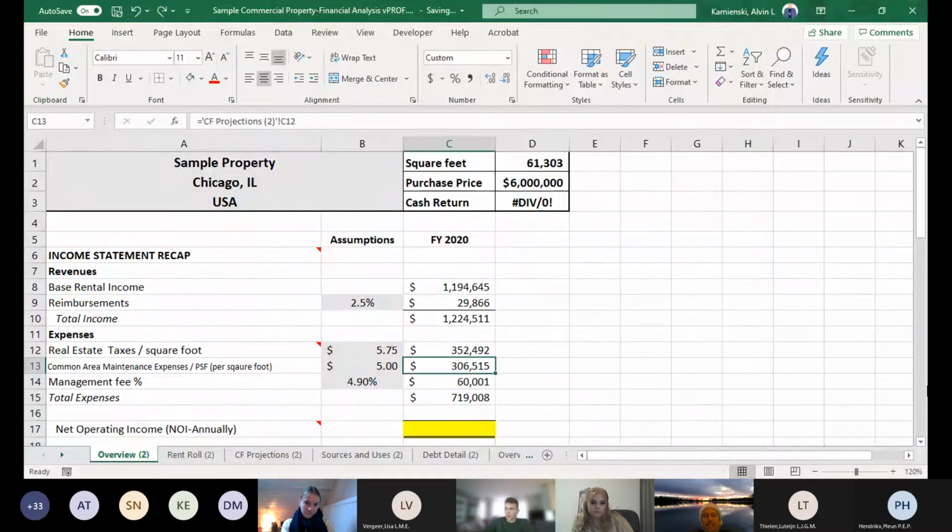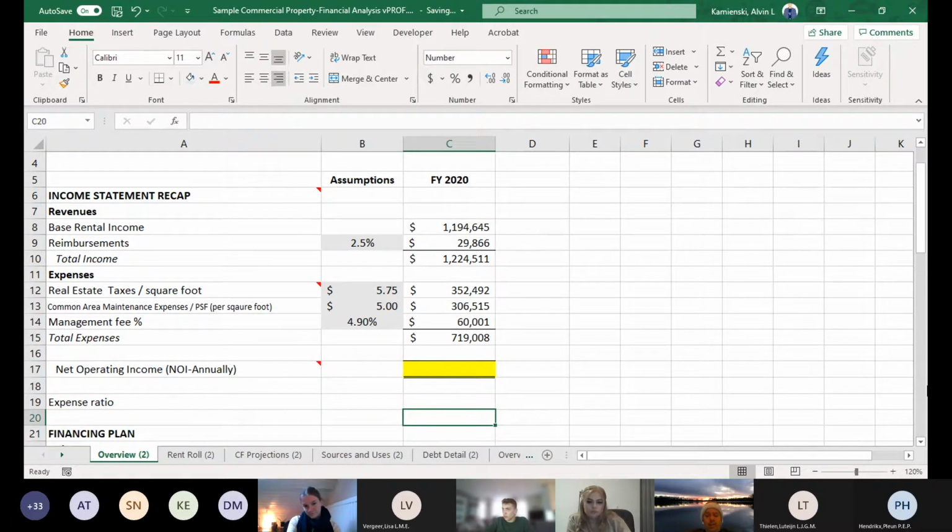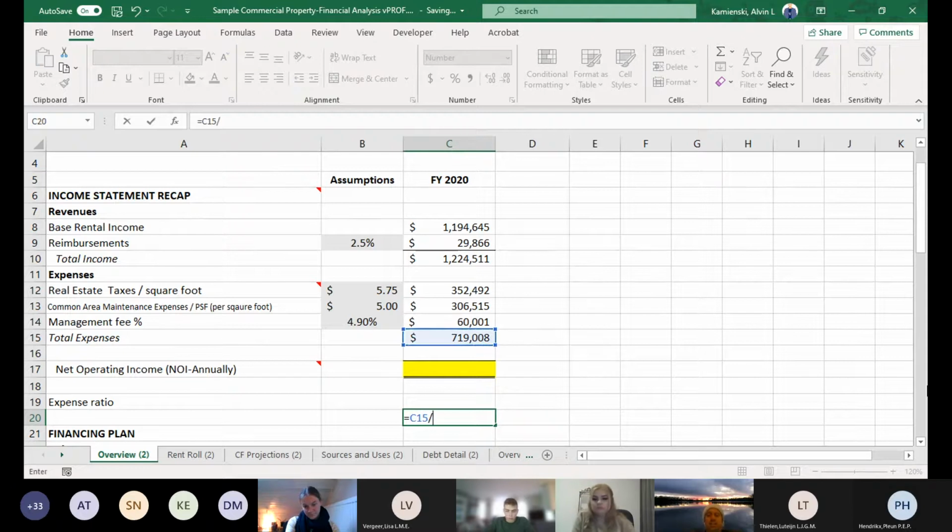So that 719 number would be another number Maurice might ask us about. Wait a minute, so it's going to kick off 1.2 million in revenue. How much does it cost to rent the building? And so we could say $719,000. Okay, so for every dollar that we have in rent, how much does it cost us to rent that thing out? So, oops, I put it in the wrong place right there.